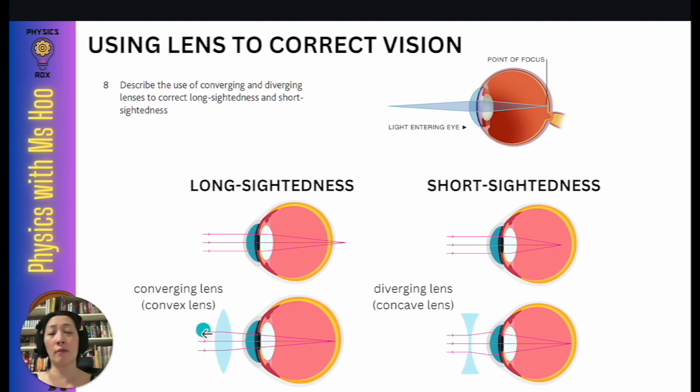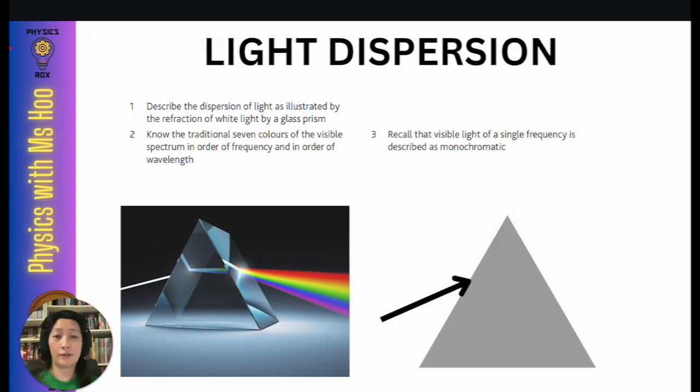You may also be required to be able to draw the light rays that pass through the lens and then into the eyeball. So remember that the light rays must always focus at the back, on the retina. The next thing you need to know is about light dispersion. You need to describe the dispersion of light as illustrated by the refraction of white light by a glass prism. Dispersion is quite simply how white light, when it refracts in a glass prism, ends up separating into the different colors of the rainbow.